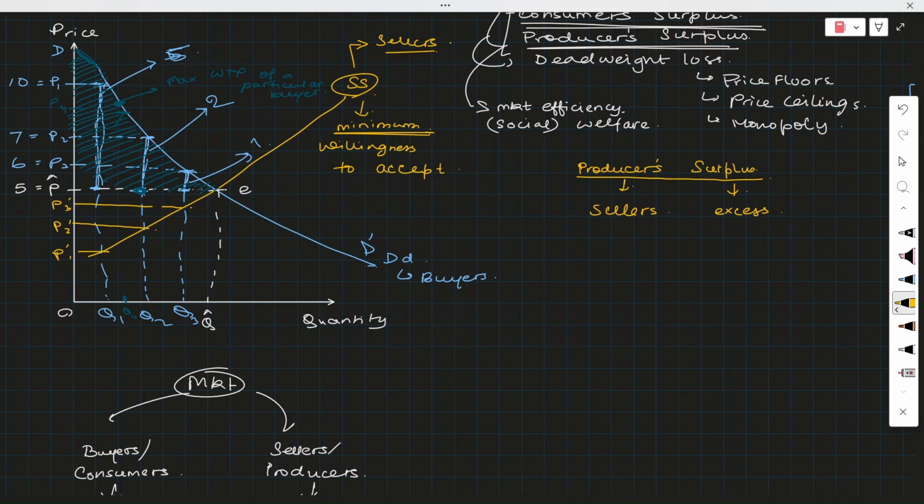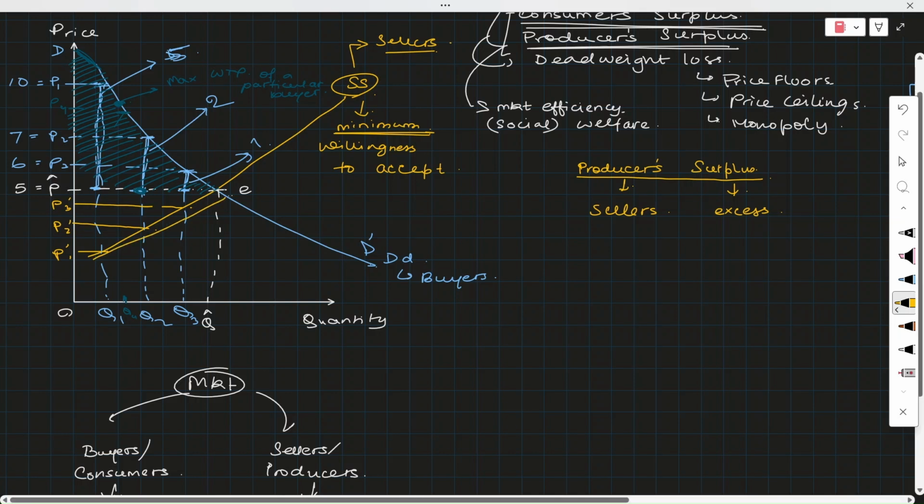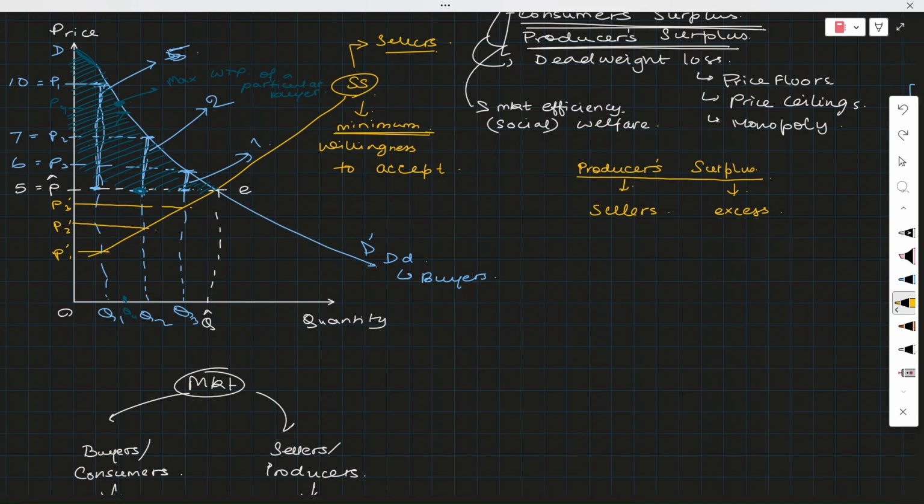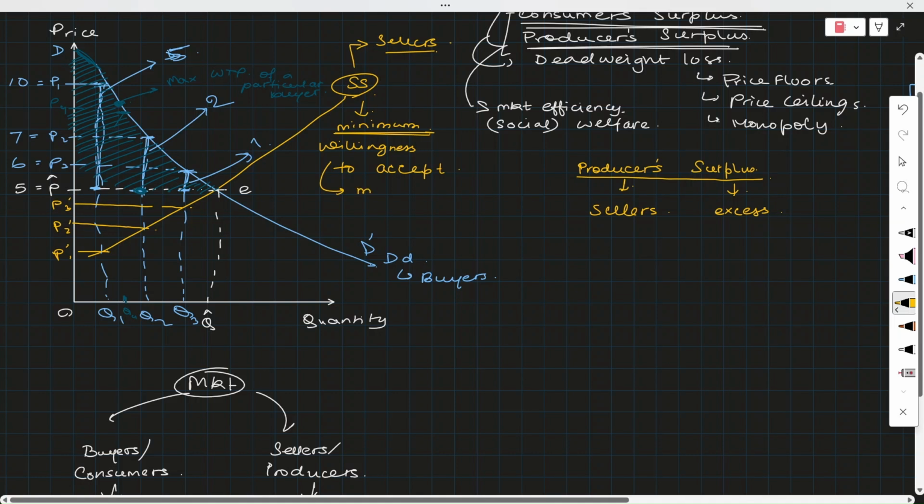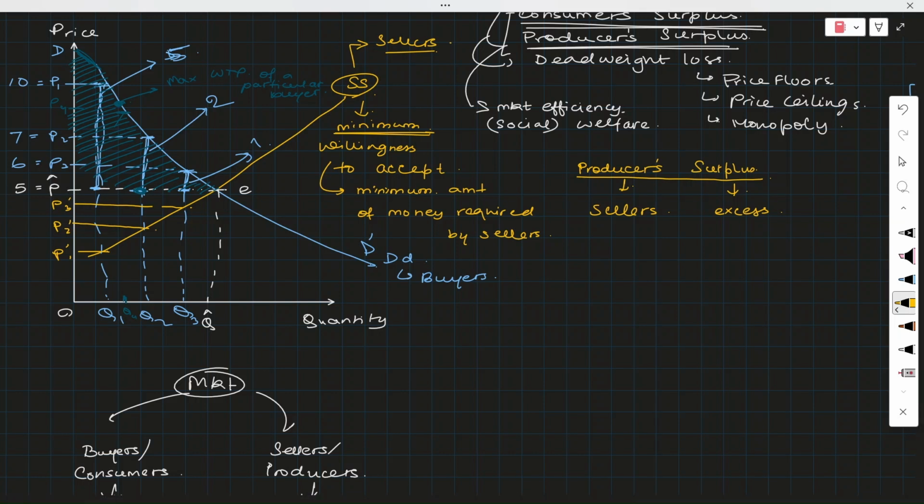Similarly, for Q2, they said at least give us P2 dashed, only then can we offer this quantity to you. Otherwise we cannot offer this to you. So this is basically the minimum amount that they want in order to produce this commodity. The minimum amount that they're willing to accept. So this is their minimum amount of money required by the sellers.